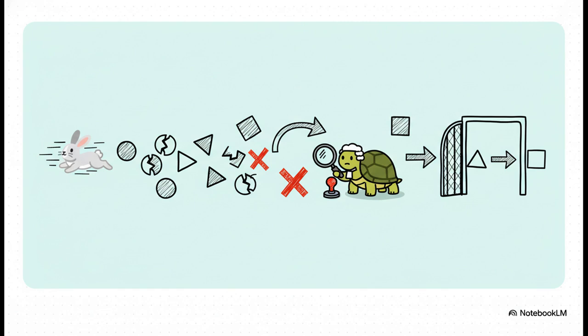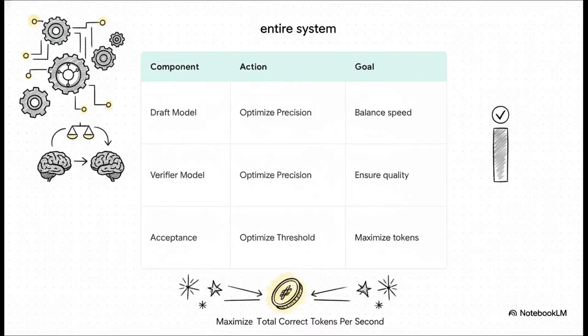So by speeding up one little part, you can actually slow down the entire system's output. It's a classic bottleneck problem. And that's why the real solution isn't to just tune one piece by itself. You have to optimize the entire system at the same time.